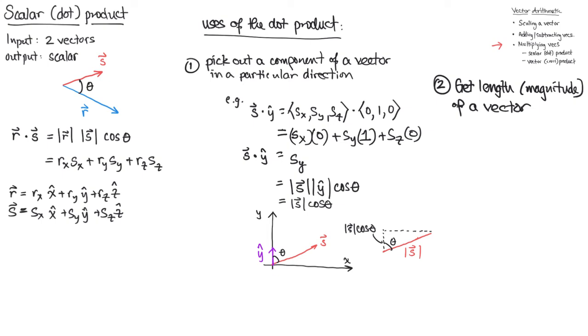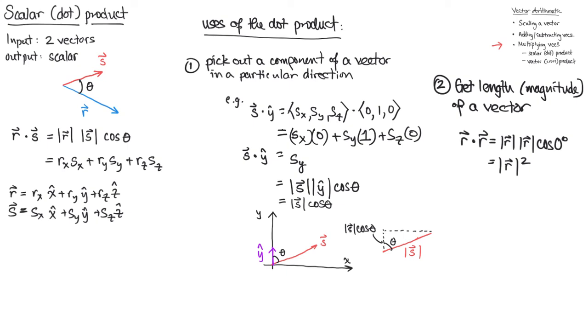Another really useful purpose of the dot product is to find the magnitude or length of a vector. So imagine we take some vector r and we dot it with itself. When we do that, we see from before that we need to know the magnitude of the vector in both cases and the angle between it. But the angle between a vector and itself is 0, and cosine of 0 is 1. So when you dot a vector with itself, you get back the square of the magnitude of that vector.